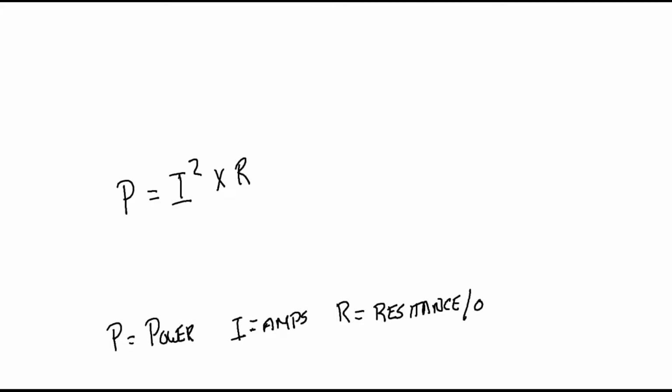So if we're looking for P and we have 7 amps squared times resistance R, a good resistance would be what, Professor Shoemaker? I will say 100. Okay, so somebody figure that out real quick. 7 times 7 is 49, times 100 is what? 4,900.